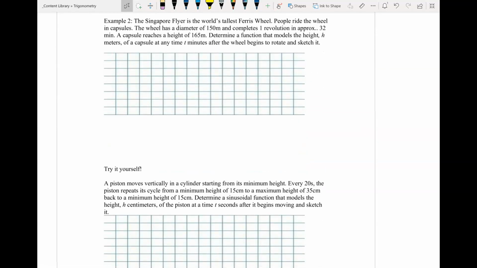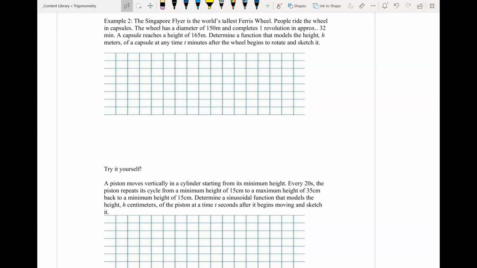So example 2, we have a Singapore Flyer. It's the world's tallest Ferris wheel. People ride the wheel in capsules. The wheel has a diameter of 150 meters and it completes one revolution in 32 minutes. A capsule reaches a height of 165 meters. Determine a function that models it and then sketch it as well.